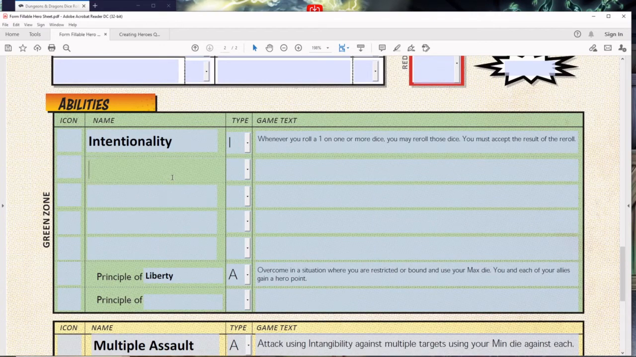Now armored. Usually with most of these, you get 2 green abilities. Sometimes you get 2 green abilities and a yellow ability, or 3 green abilities. This one, we're going to get 4 green abilities. One is set, and that is armored.